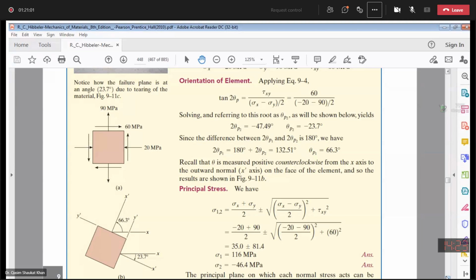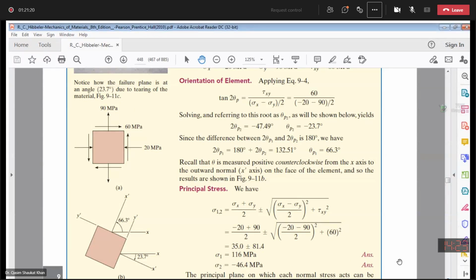Sir, sigma 2 is minus 46.39 megapascal. Okay. And sigma 1? 116.39 megapascal. 116.39 megapascal. Exactly correct. I also have the same answers with me.